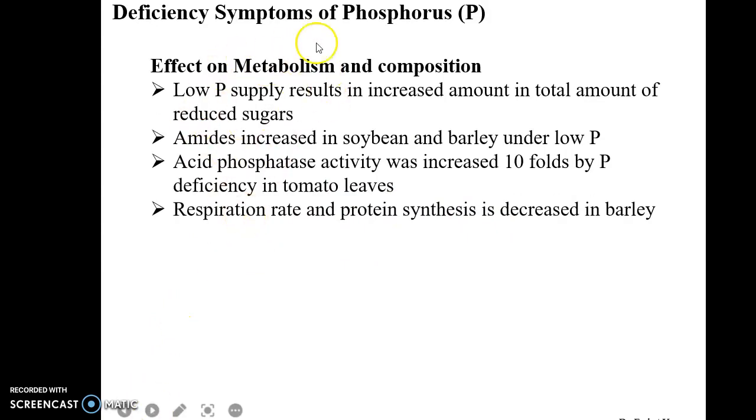If we talk about deficiency symptoms at the metabolic and composition level, then low phosphorus supply results in an increased total amount of reduced sugar. Amides also increase in soybeans. Acid phosphatase activity was increased tenfold by phosphorus deficiency in tomato leaves. Respiration rate and protein synthesis also decreased in the case of barley.